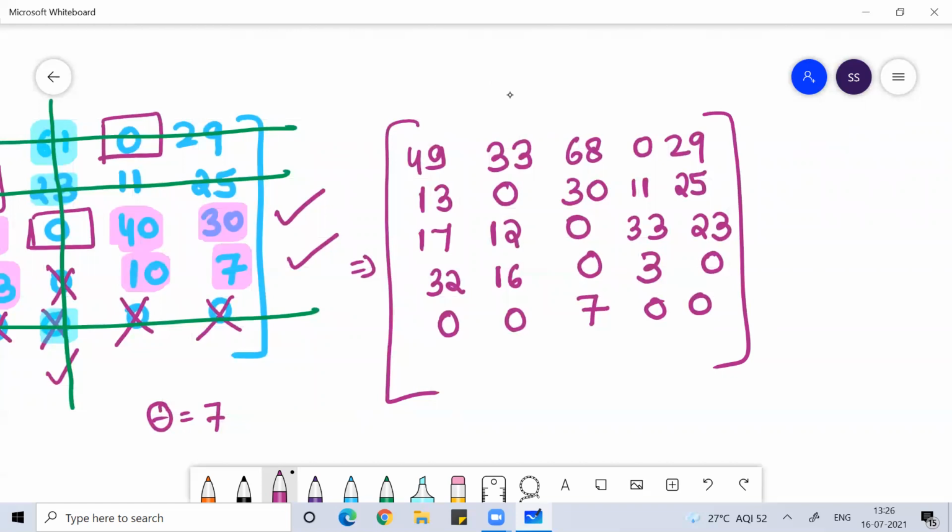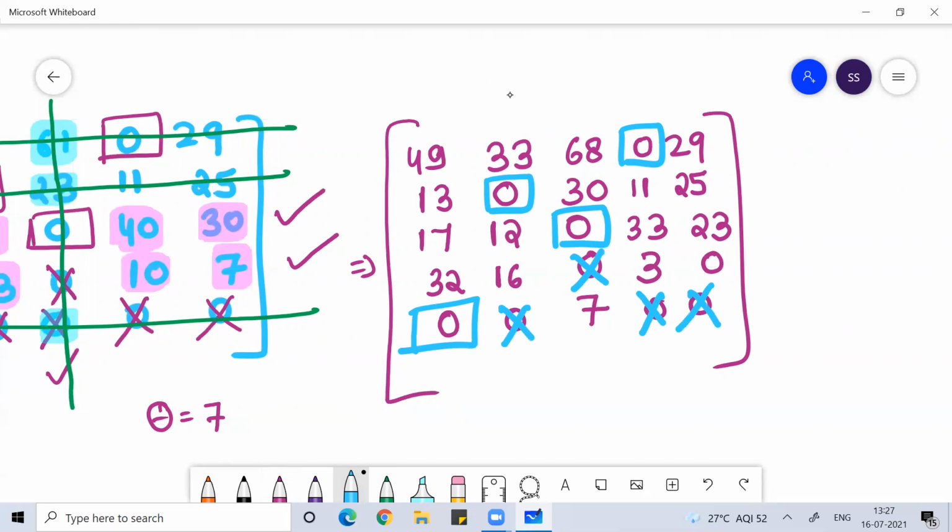Once this is done, now we'll talk about allocation. First row only 1 zero, allocate. Second row only 1 zero, allocate. Third row only 1 zero, you can allocate. Fourth row, you have 2 zeros, don't touch it. Fifth row, don't touch it. First column, you can allocate. Then you can allocate.